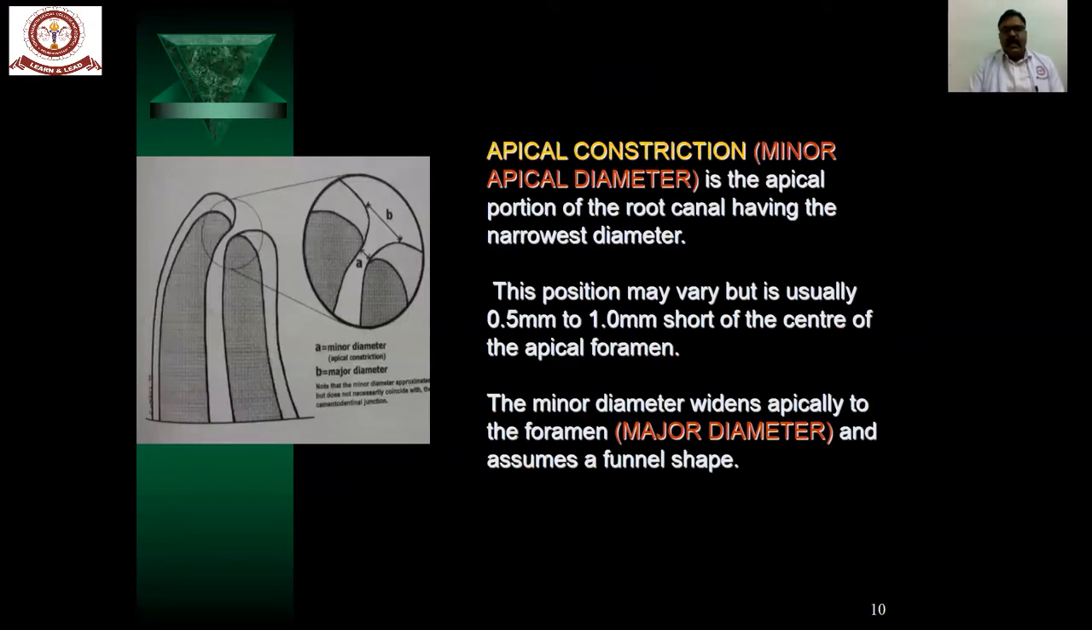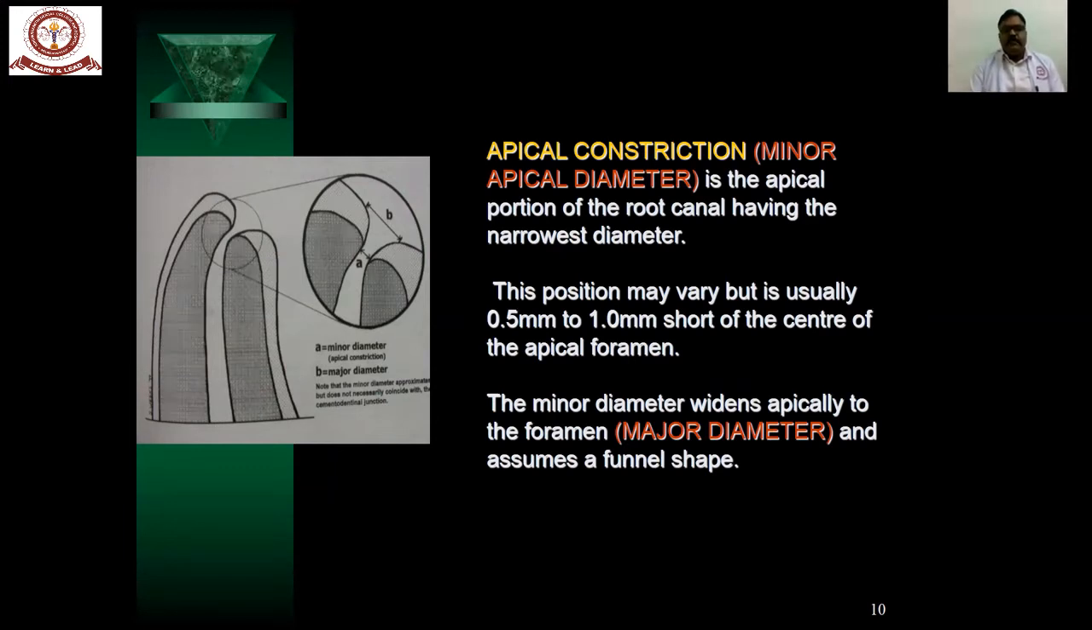Next comes apical constriction, which is otherwise called minor apical diameter. So what is minor diameter or apical constriction? It is the apical portion of the root canal which has the narrowest of diameters. You can see it in the slide, in the pictures.